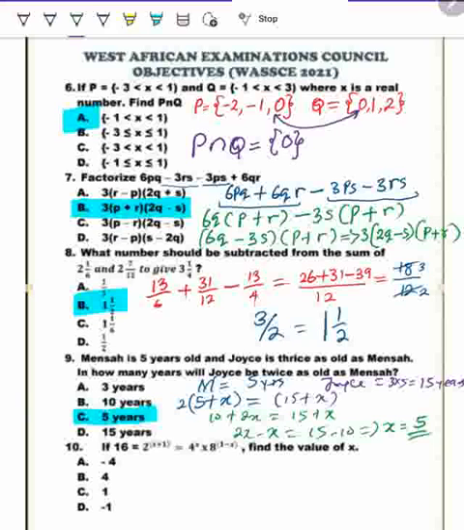The last question here before we close this session, question number 10. If 16 is equal to 2 raised to the power of x plus 1 equal to 4 raised to the power of x times 8 raised to the power of 1 minus x, find the value of x. Okay, this is quite simple.